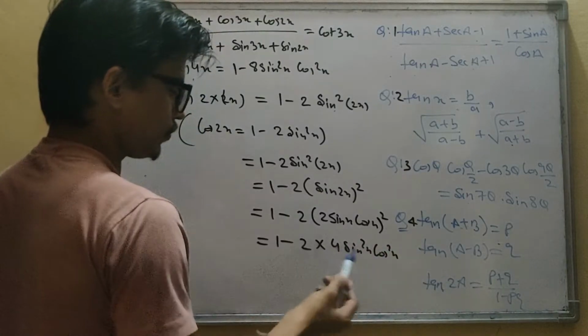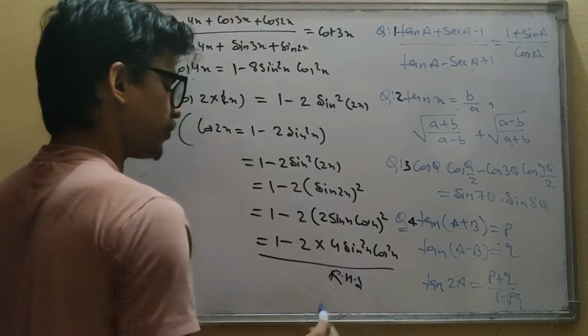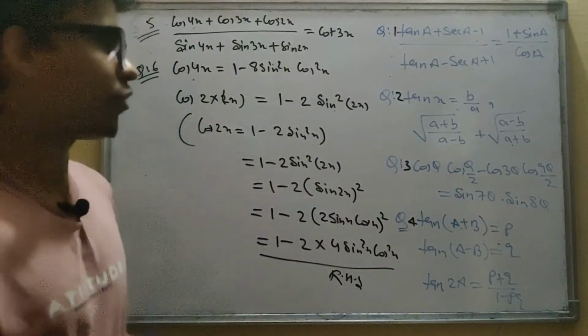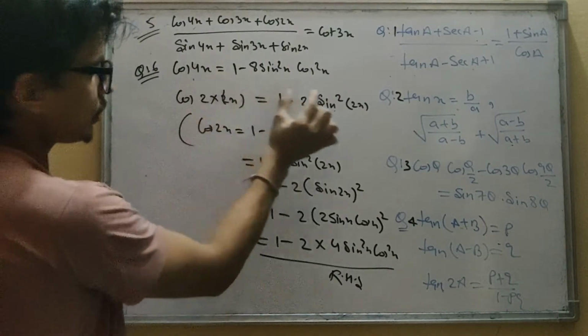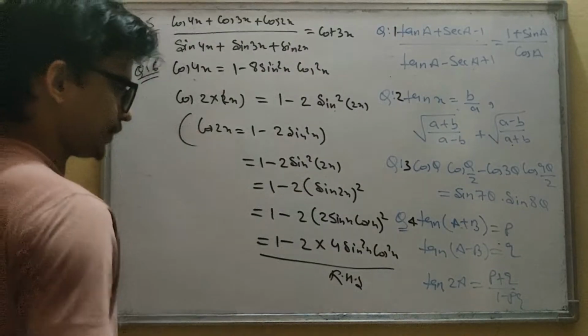Okay, so 2 folds are 8. So we get it, right? So RHS. This is how you have to do it. Here we are using the half angle formula. I already told you what the half angle formula is. So this angle is going to be reduced by half and then further reduced by half. So this is how you can do this.